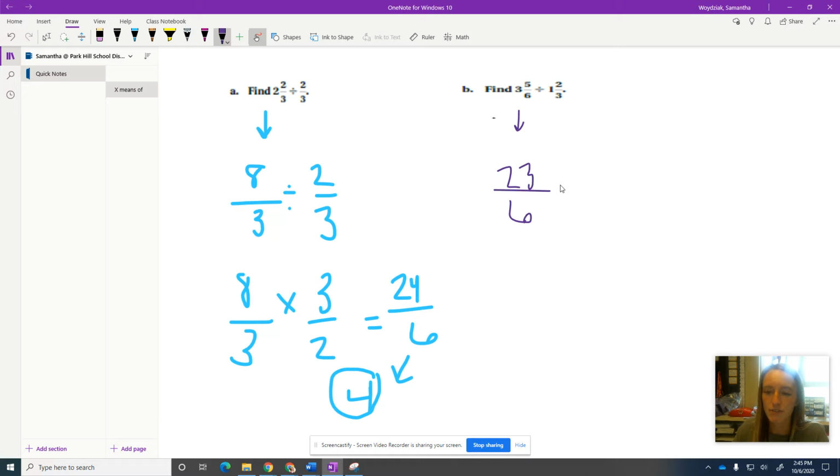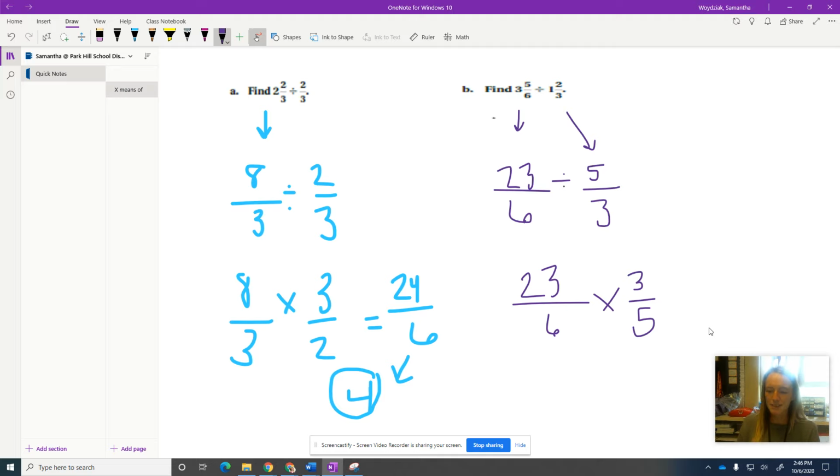And then I'm going to divide. Sorry, I did not mean to do that. Give me a second. There we go. I'm going to divide that by 1 2/3, but I also need to make that an improper fraction. So 3 times 1 is 3, plus 2 is 5 over 3. Whenever I do this, I am going to multiply by its reciprocal. So I'm going to keep 23 over 6, and then multiply. The reciprocal of 5/3 would be 3/5.